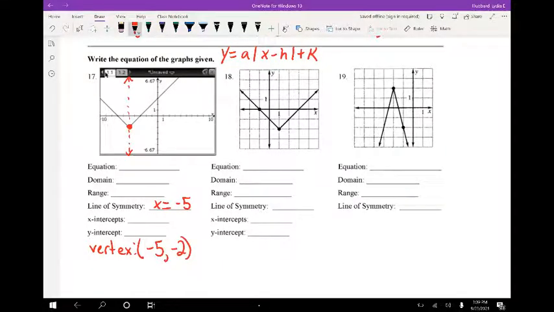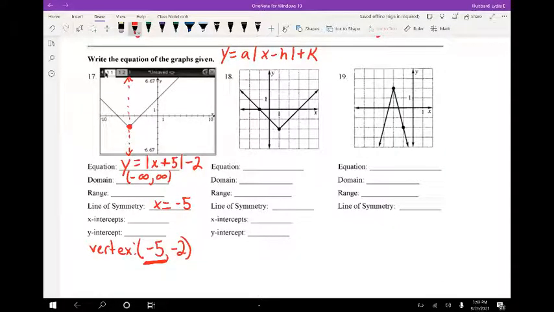So it hasn't been reflected and it hasn't been stretched or shrunk, so that a is going to stay the same. So we'd say y equals x minus h, so minus a negative 5. So that would actually turn into a plus 5 plus k, which is a minus 2. So that would be our new equation, right? Because we shifted to the left 5 and down 2, but we didn't stretch or shrink or reflect. Our domain is going to be negative infinity to infinity.